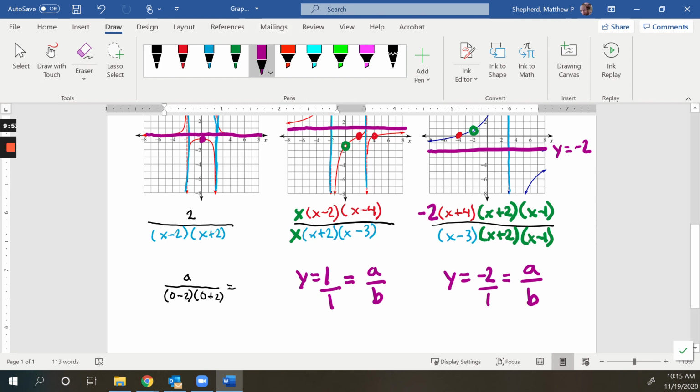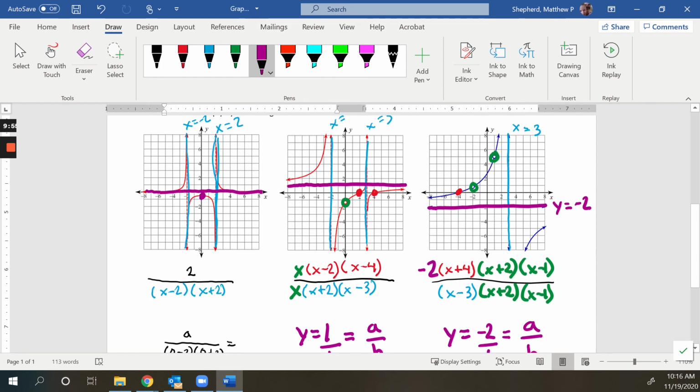All right, I hope this helps with your understanding of how to graph rational functions and how individual factors in different places of the rational function can change the graph.